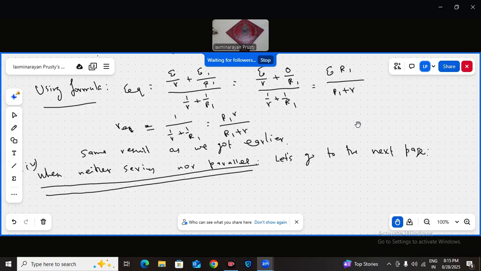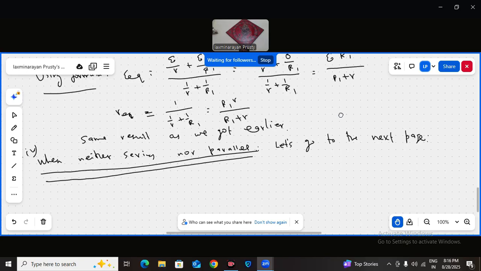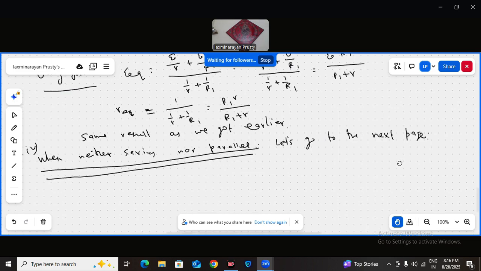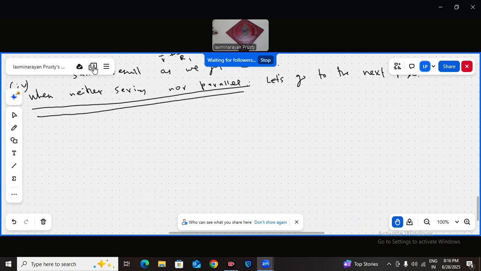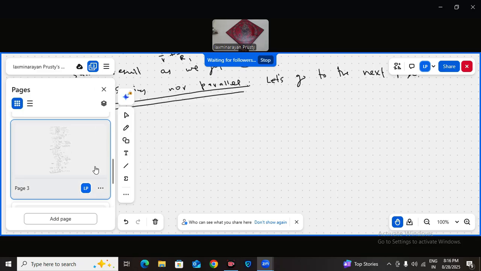We'll do some other examples later. Now, the third one is when there are some cells in series and some cells in parallel. That becomes very easy now, since we have already done the series and parallel. Some cells in series combined with some other cells in parallel, what is the equivalent, we can do very easily. But the fourth one, when it is neither series nor parallel, what will we do? Let's see that next, go to the next page.